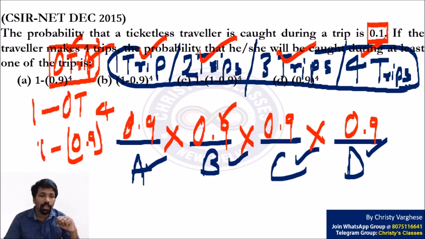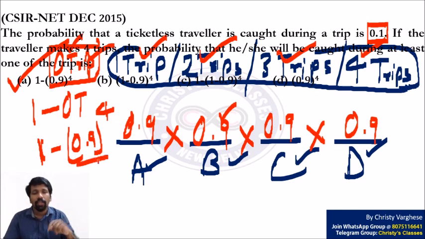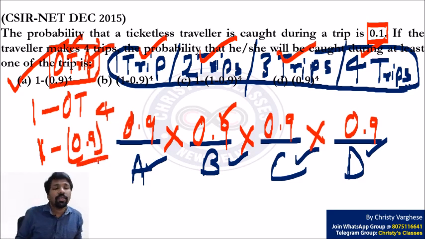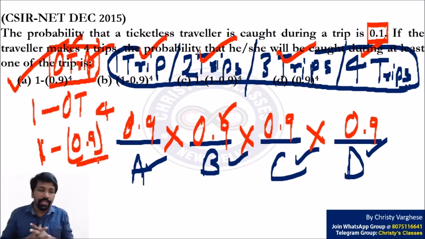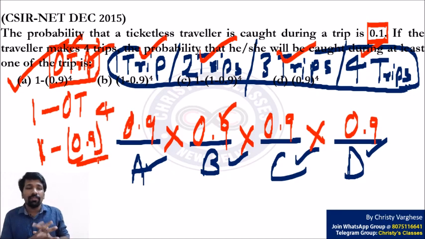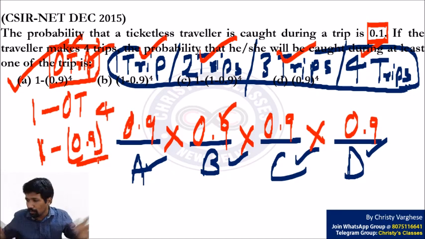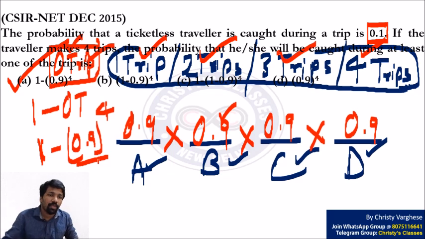1 minus 0.9 raised to 4 will be our answer. That is why option A is the answer. Because 0.9 raised to 4 is the probability that he is not caught in any trip. Total probability 1 minus this will be at least one trip getting caught. Because if not getting caught is removed, what is remaining? At least one trip he is getting caught. That is why option A, 1 minus 0.9 raised to 4, is the answer.